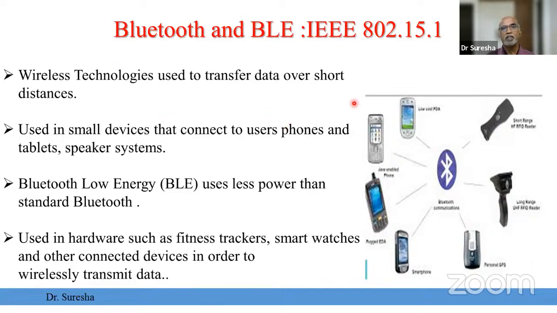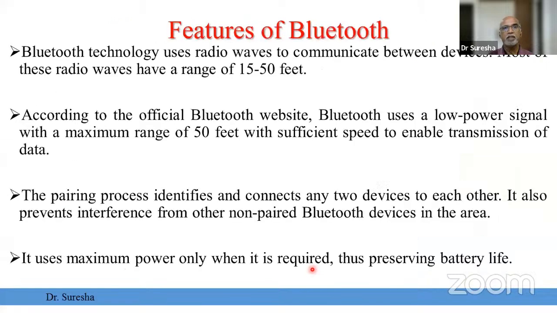This is one of the wireless communication technologies used in small devices that connect to user phones, tablets, speakers, etc. So BLE uses lower power than standard Bluetooth. It is used in hardware such as fitness trackers, smartwatches, and other connected devices in order to transmit data wirelessly.